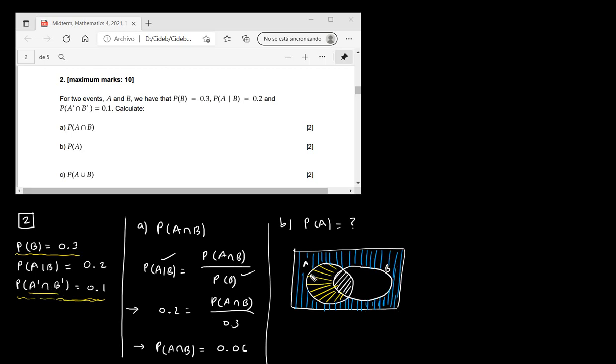Try to understand why. Try to understand, and don't stop until you completely understand why this blue area symbolizes this event. Okay. Now, what else can I do? So I have this blue area, which is 0.1. So the blue area is 0.1. What else do I have? I have this red area.